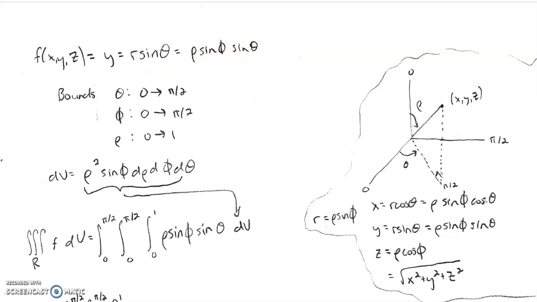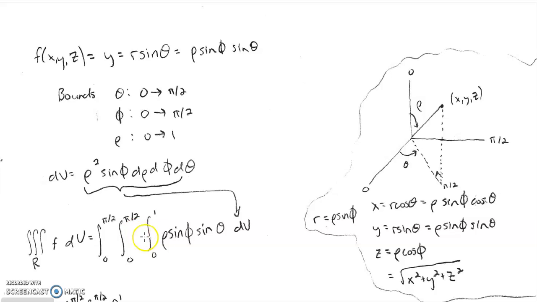I get y is rho sine phi sine theta. The other thing to talk about is the volume element when we're doing an integration in spherical coordinates. That is rho squared sine phi d rho d phi d theta. That also is something that you should have seen worked out in the last class example video. So I'm not going to go over that right now, but that pops in for the dv. So I'm doing the triple integral over that region of f dv.